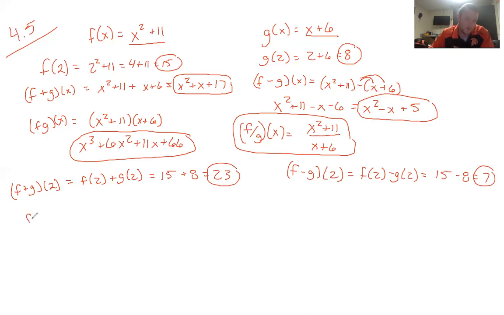The next one, f times g of 2. Same thing. I know f of 2, I know g of 2, and I just multiply them. So that's 15 times 8. 15 times 8 would be 120. And then the last one is f divided by g of 2.